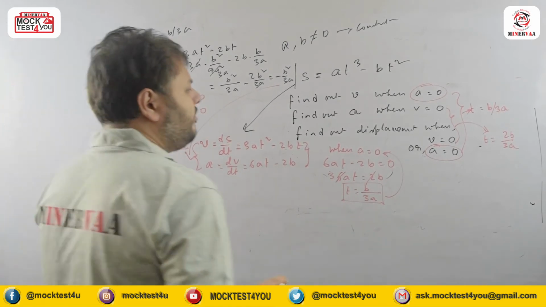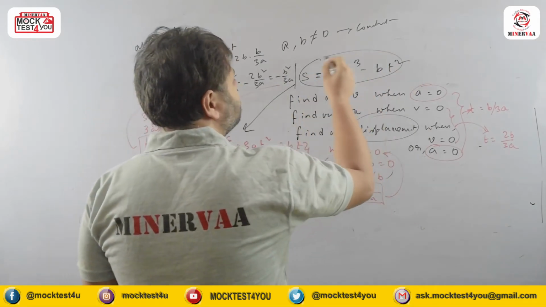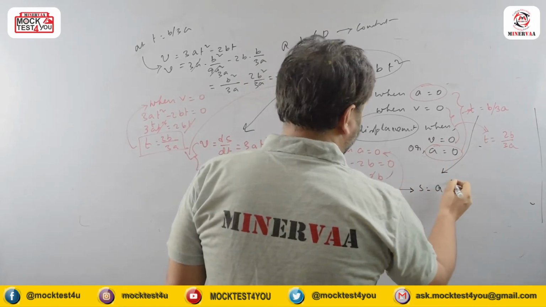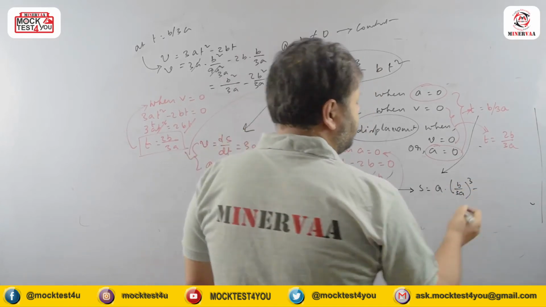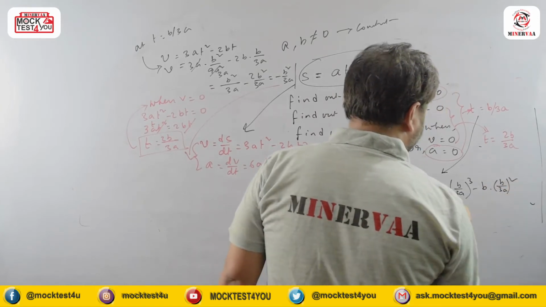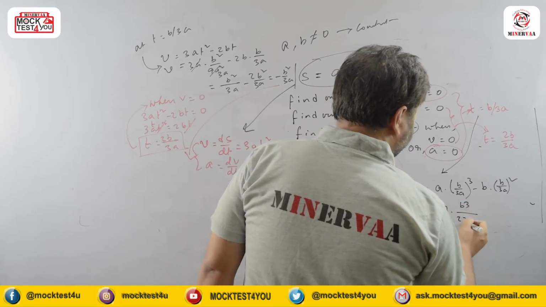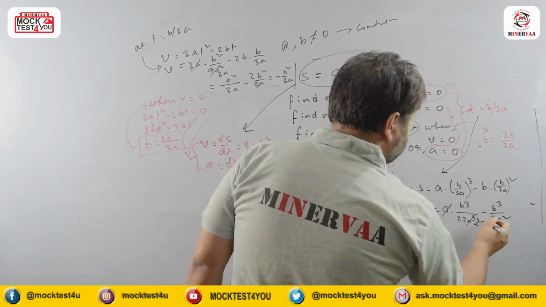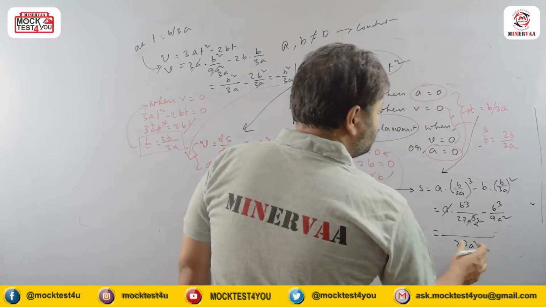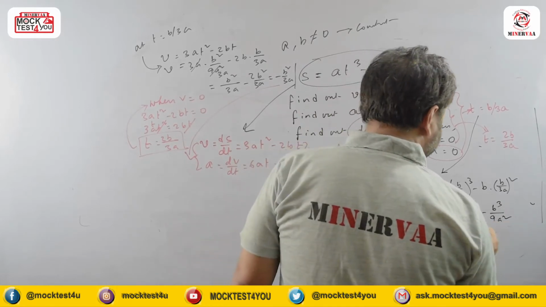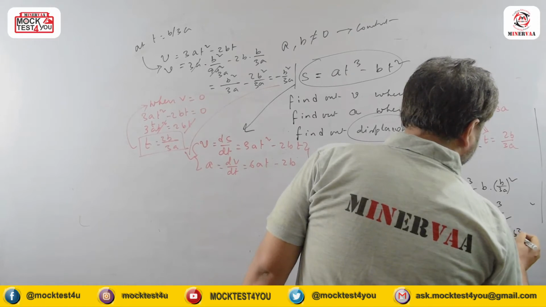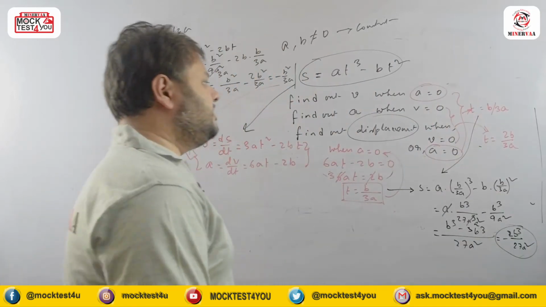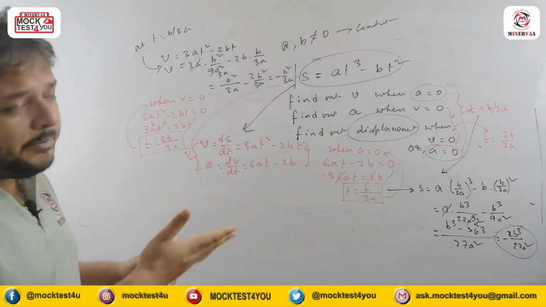Again, when acceleration equals 0, what will be the displacement? This was the expression of displacement. So at this time, when acceleration equals 0, displacement will be a into b by 3a whole cube minus b into b by 3a whole square. So ultimately it is a into b cube by 27a cube minus b cube by 9a square. So this a goes out, and it is 27a square. So finally it is b cube minus 3b cube, which comes as minus 2b cube by 27a square. So this will be the displacement when acceleration is 0.